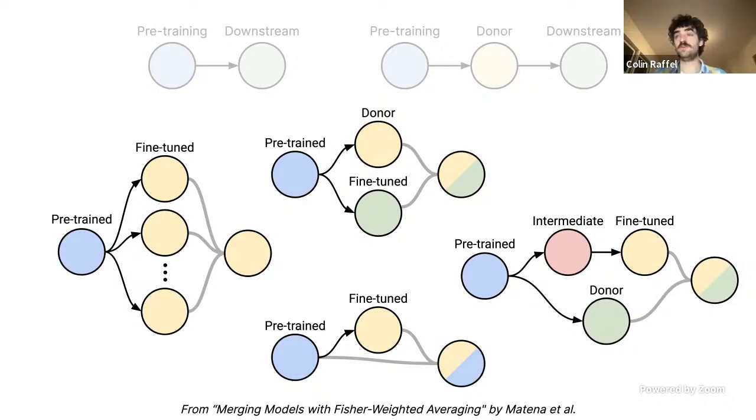We can also consider very unusual things like what's shown on the right there, where we take a pre-trained model, we do intermediate task training on the top, but then we also do donor task fine-tuning on the bottom. And now our goal is to do this doubly intermediate task training setup that would just be completely impossible with sequential fine-tuning. So how are we going to do this?